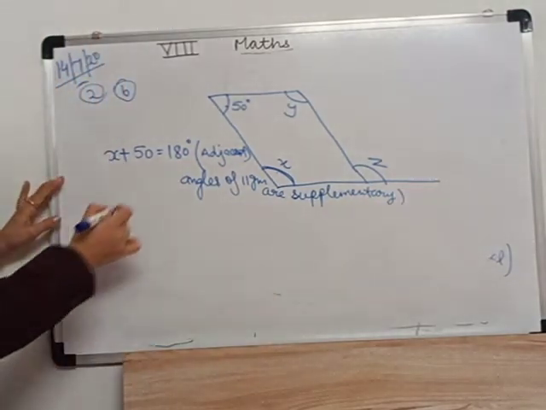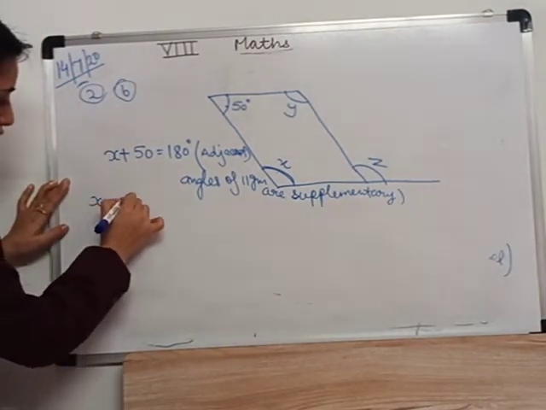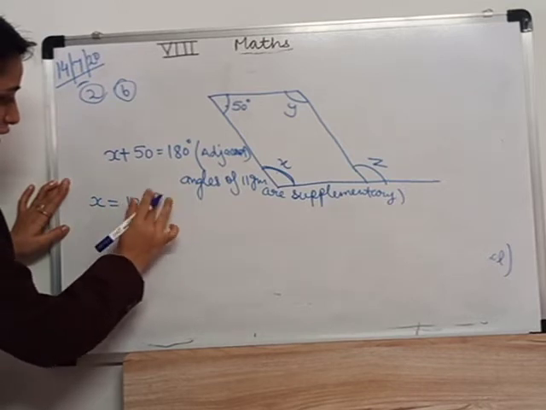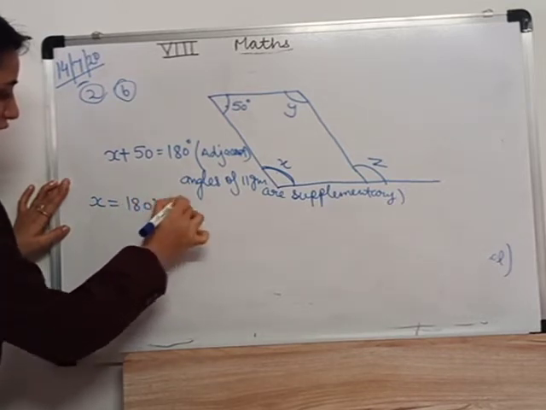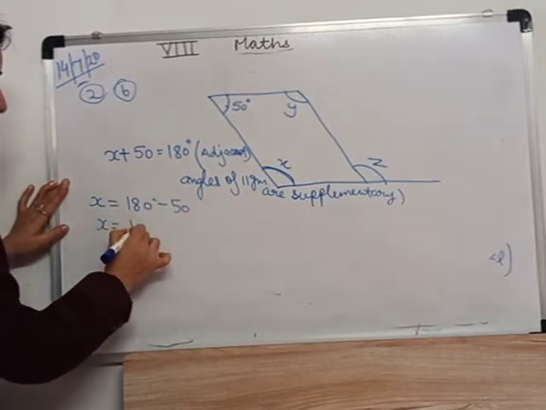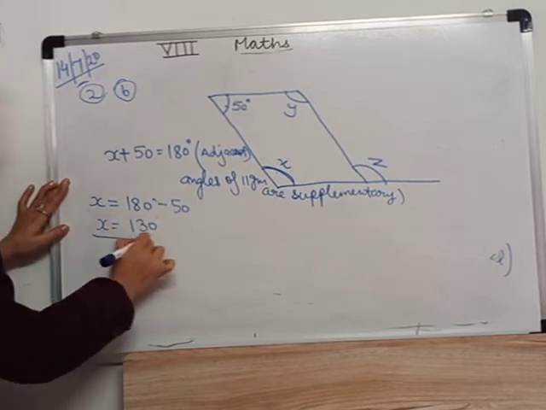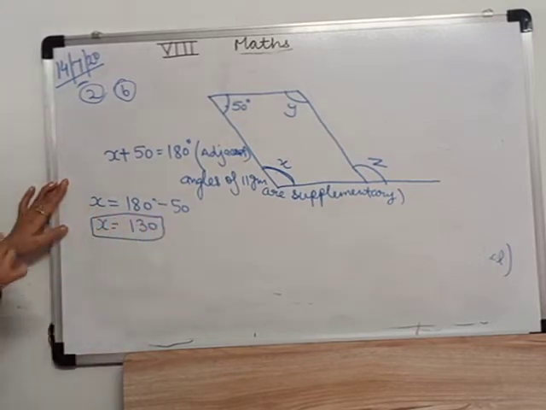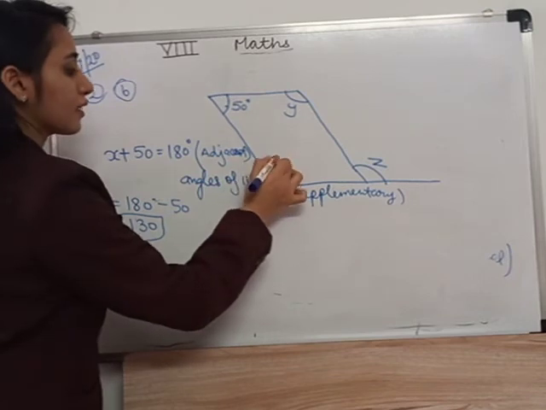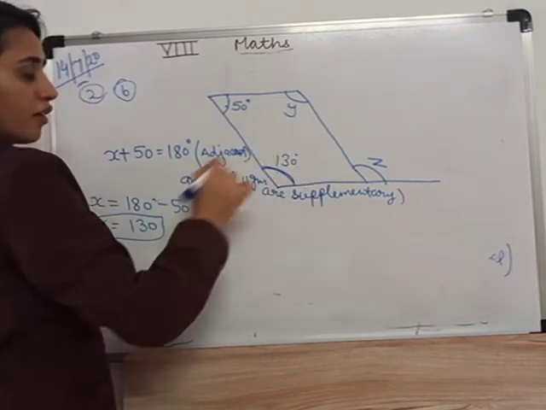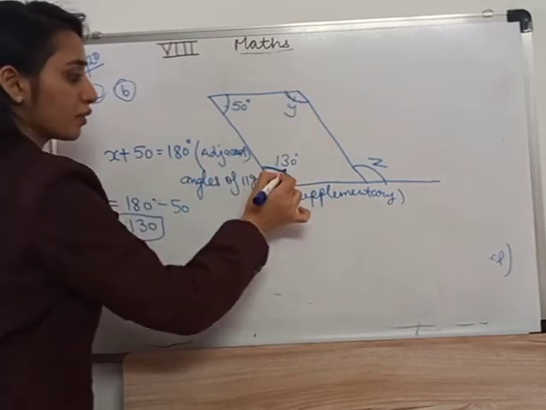Okay. Now solve this. X is equal to 180 minus 50. 50 shifts to the right side by using the transposing rule. That becomes x is equal to 130 degrees. Now the value of x is 130. What's the value of y? Y is opposite to this angle.